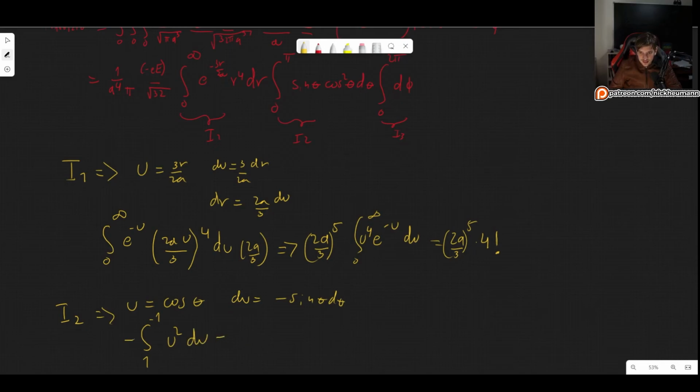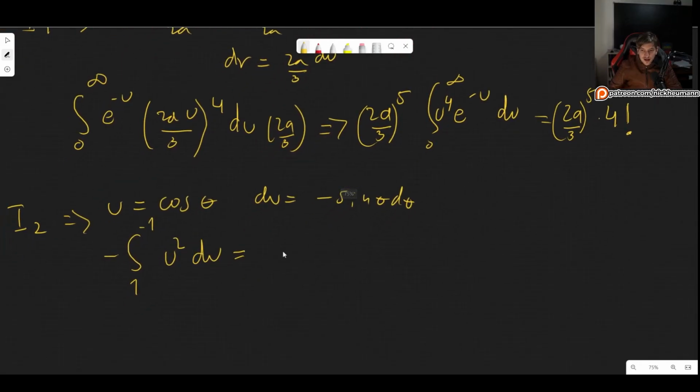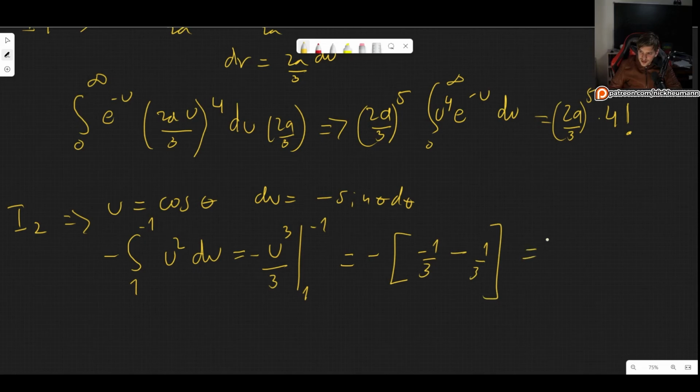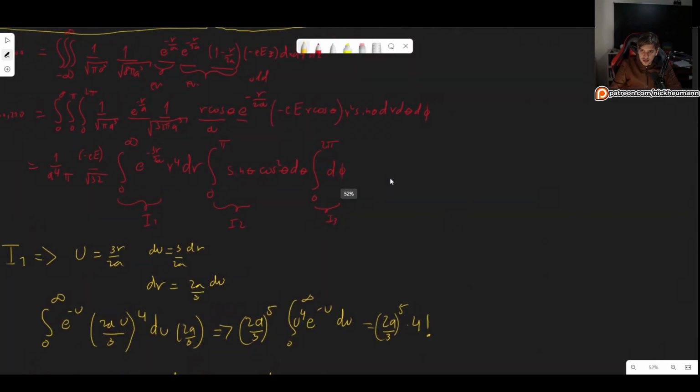So that means that we went from an integral that is quite difficult to this one. That is why we use that substitution. And this integral is trivial, right? It is u cubed over 3 with a minus sign, and we evaluate between 1 and minus 1. So this is minus: evaluated at minus 1, we get minus 1/3, minus evaluated at 1, which is 1/3. So this thing is 2/3, right? The minus signs cancel out. And finally, that other integral is simply 2 pi.